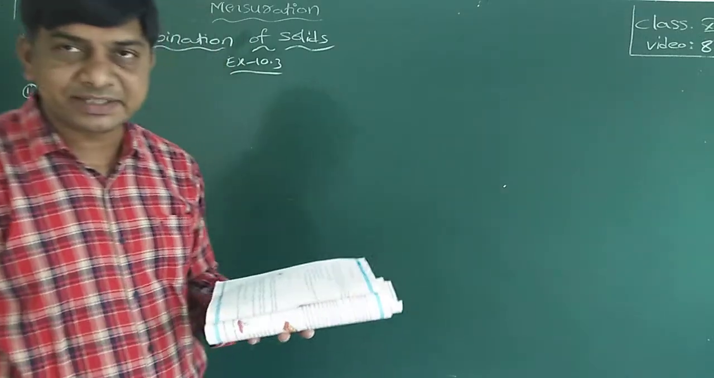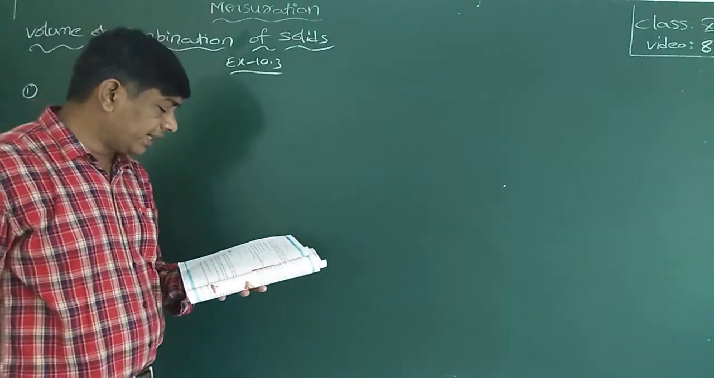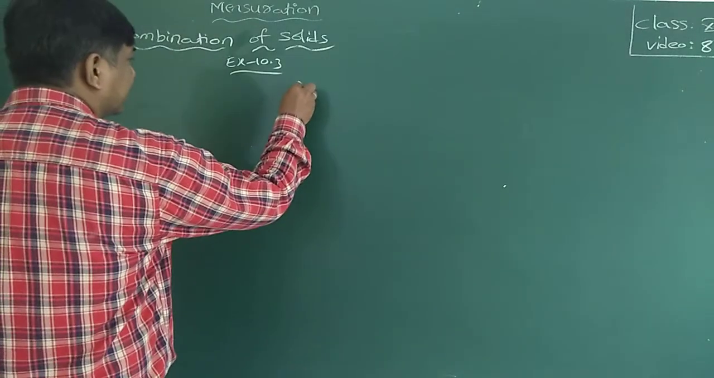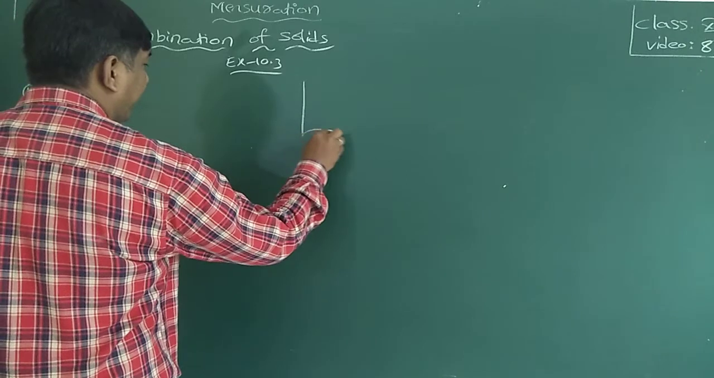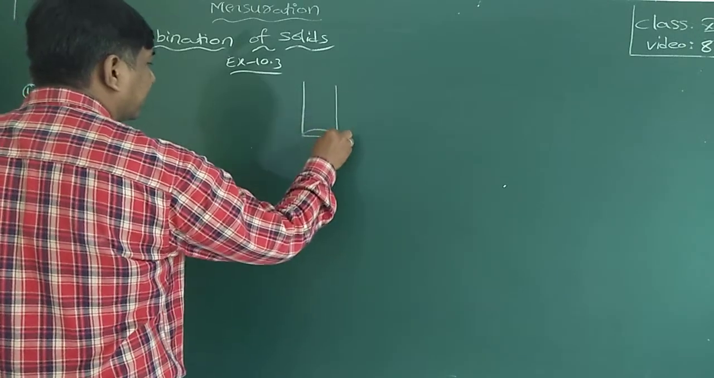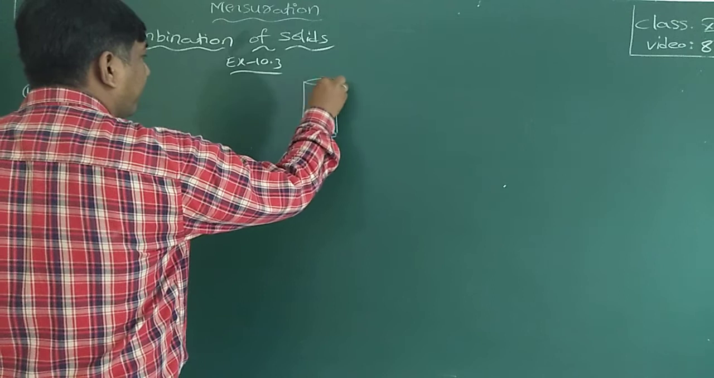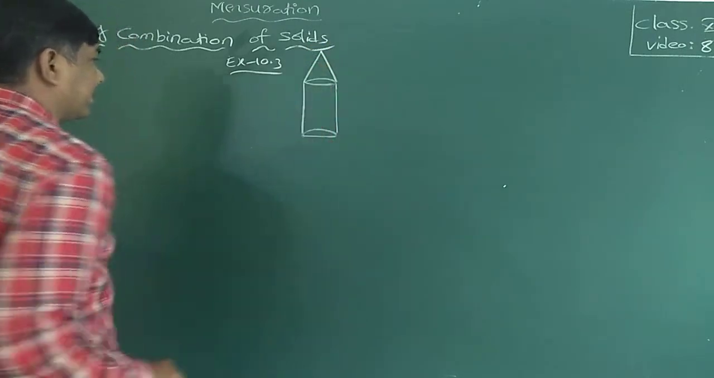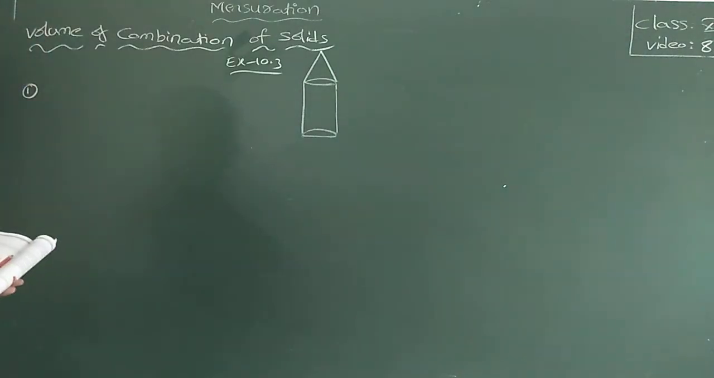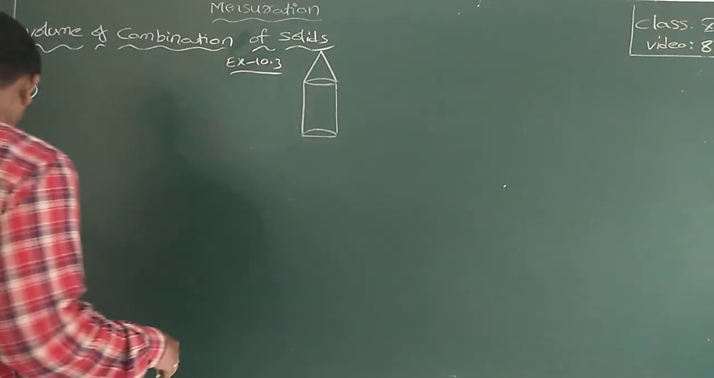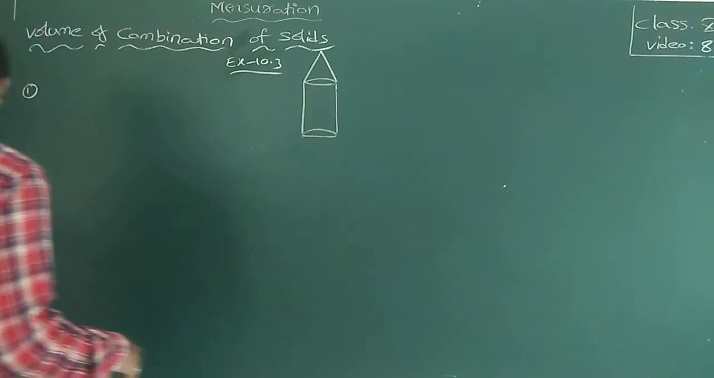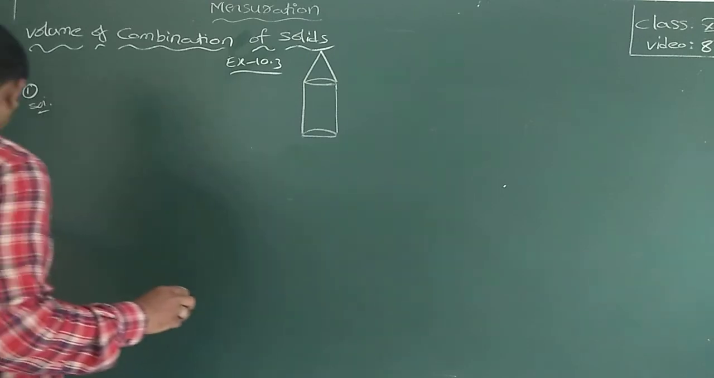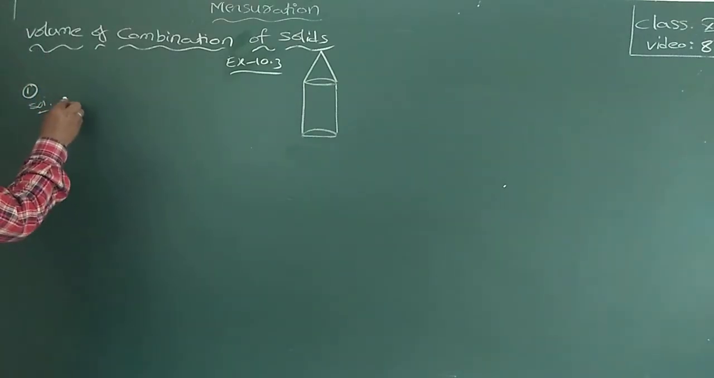Okay, everything is in centimeters, but only the height of the pillar is in meters. This is a cylindrical pillar, and it is surmounted, which means the same diameter. A cone is surmounted on it, of height 42 centimeters. An iron pillar consisting of a cylindrical portion.